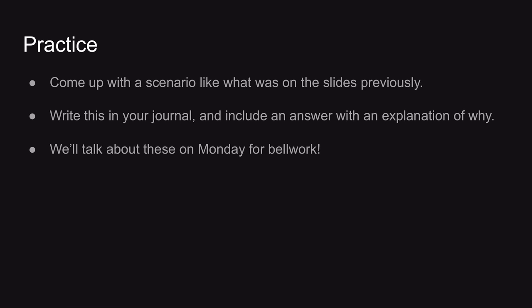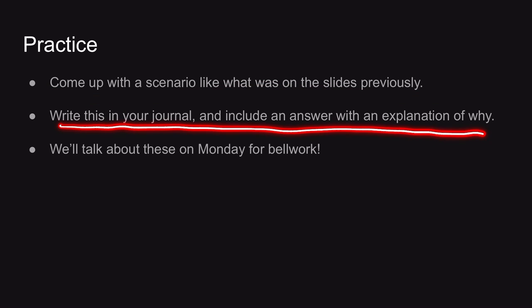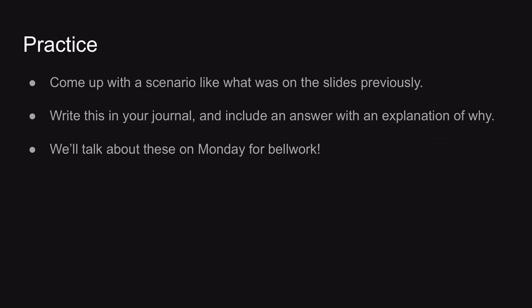Write that in your journal and then include an answer with an explanation why. So in other words, think of which graph do you think would be best for your scenario and then explain why. So this is going to take a couple sentences. You're going to need a sentence for this, and then you're going to need a sentence for this as well. So it's probably 2 to 3 sentences in your journal. And then we're going to talk about these on Monday for our bell work. So you do need to have this done so we can talk about it on Monday. So go ahead and pause and do that now.